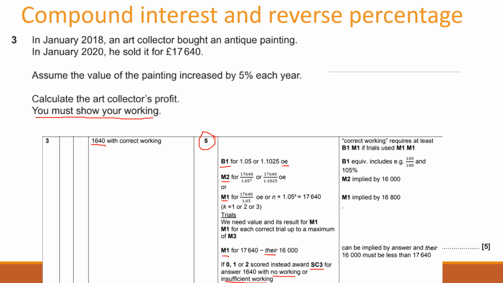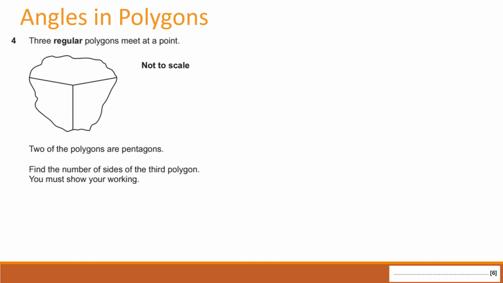total of 5 marks. Now question 4 is a question to do with angles in polygons. Now it's quite a wordy question, so make sure you read the question carefully and look at key information given in the question. So for example, the key word here, regular, at the beginning of the question is highlighted in bold, so you need to spot that you have got a regular polygon.